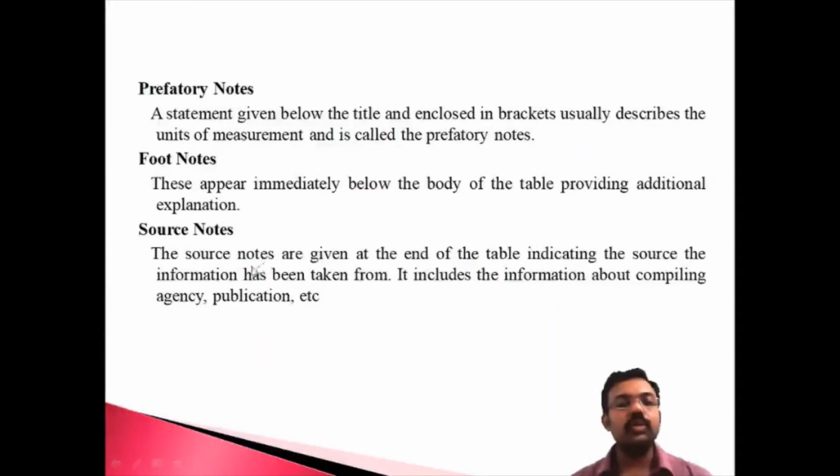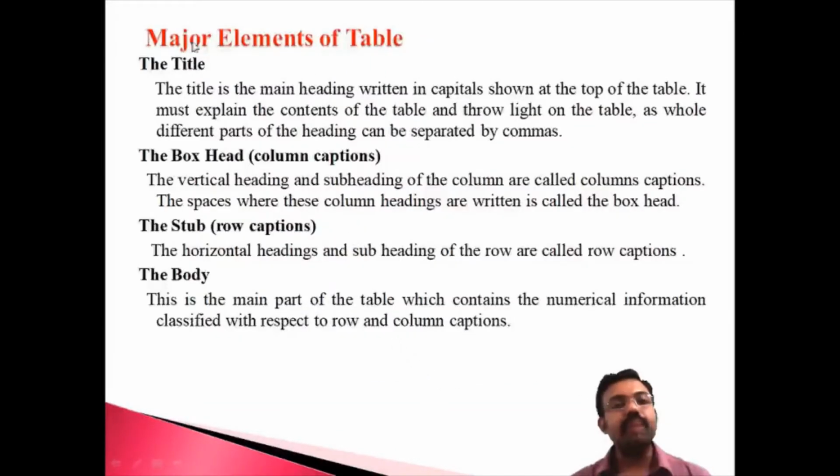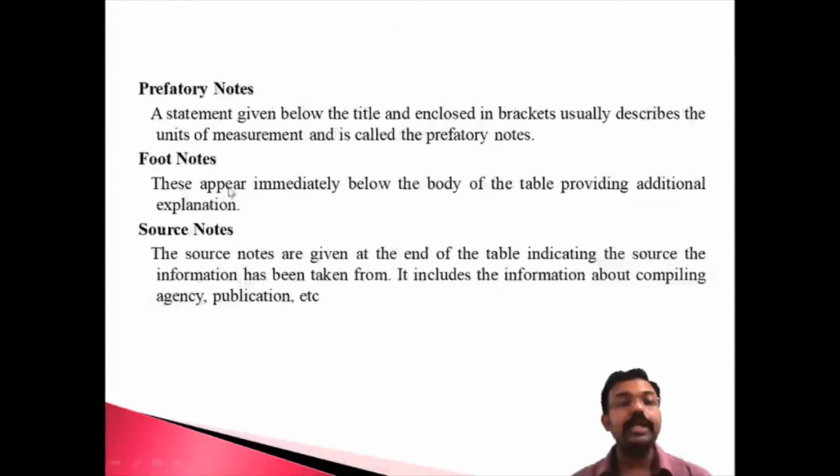And there is a source note, the source of your table. Suppose you take the data from the Reserve Bank of India. The RBI bulletin is one of the important sources, so we can easily quote the sources. The source is one of the important parts of the table. These are the important parts of the table: one is a title, another one is a box head, the stubs, the body, the prefatory notes, the footnote, and the source notes. All of them are important parts of the table.